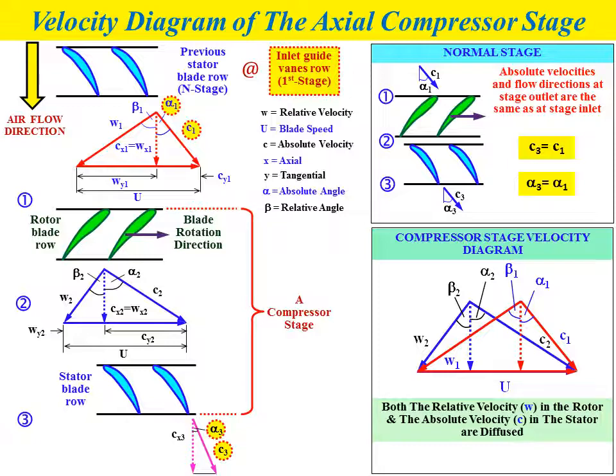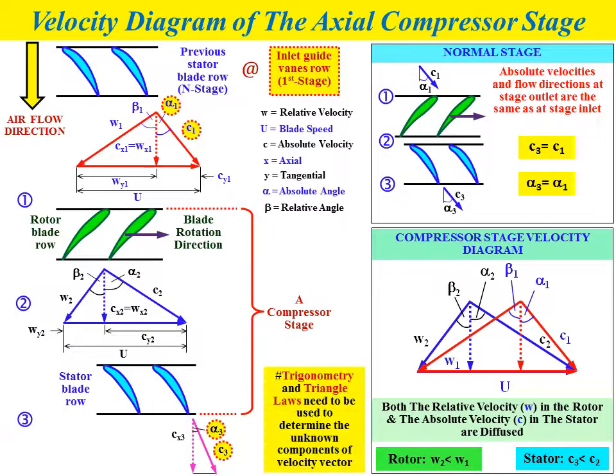If you compare the velocity diagram of the compressor with that of the axial flow turbine, both the relative velocity W in the rotor and the absolute velocity C in the stator are diffused in the compressor stage. In the rotor, W2 is lower than W1 in the compressor, and in the stator, C3 is less than C2 in the compressor.